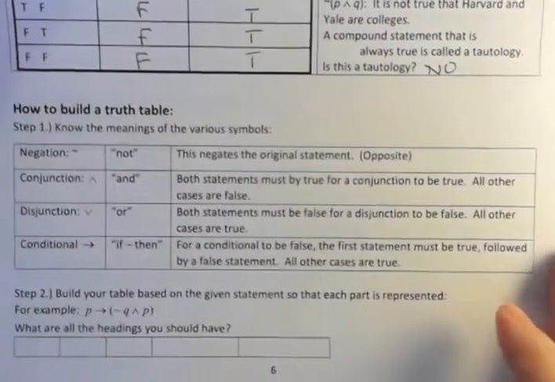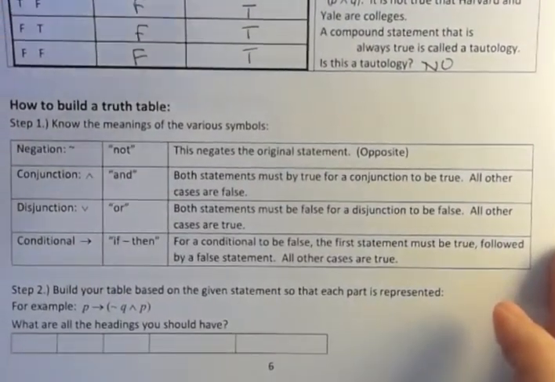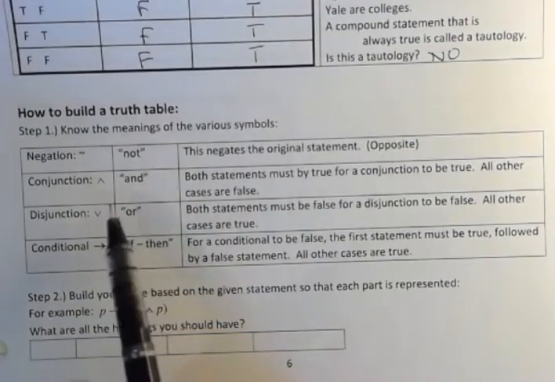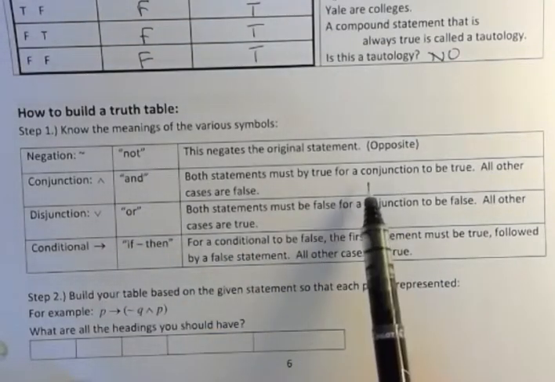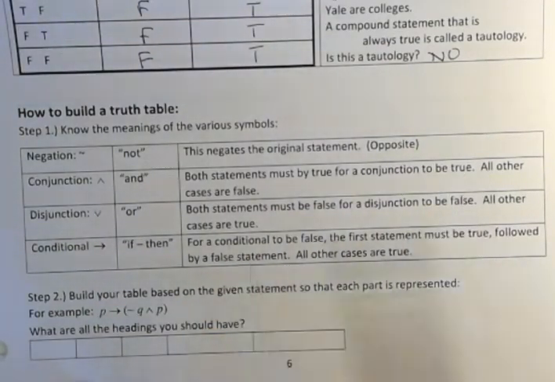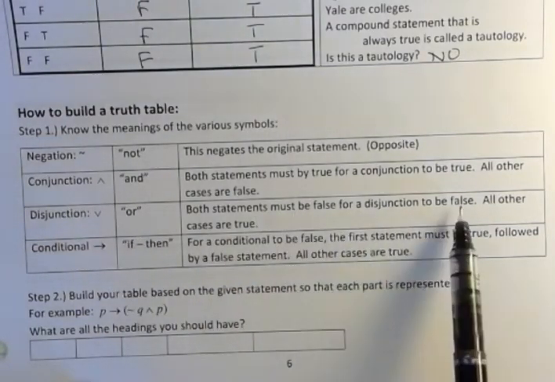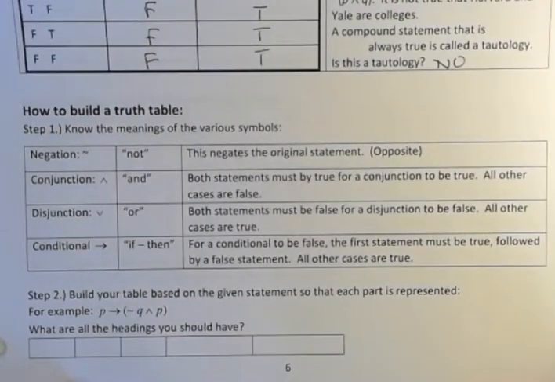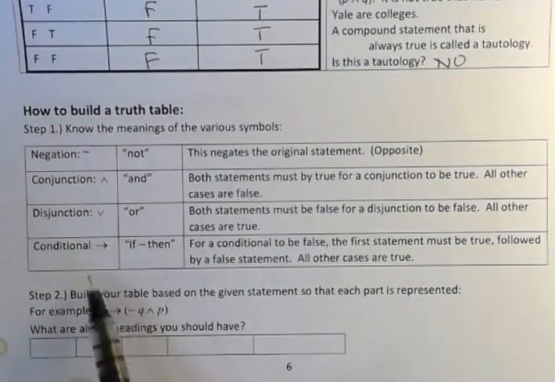Knowing how to build a truth table means that you know what these symbols mean. You know negation, you know and, both statements must be true for it to be true. All other cases are false. And or, both statements must be false for it to be false. All other cases are true. Now the conditional is a little harder. We'll talk more about it.